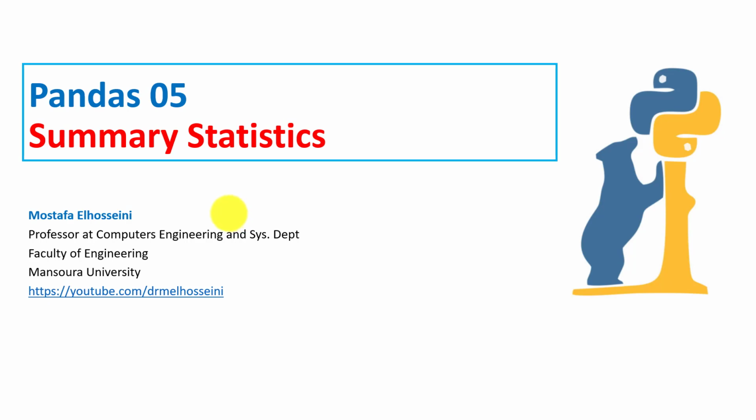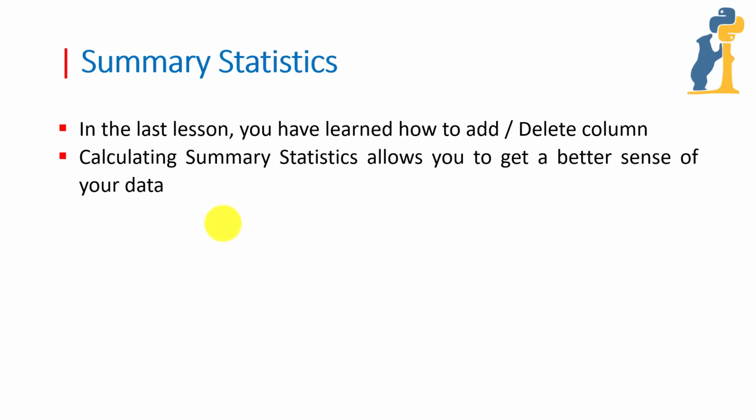As follows from their name, summary statistics are numbers that summarize and tell you about your dataset. Calculating summary statistics allows you to get a better sense of your data. They summarize many numbers, a numeric column, in one statistic.